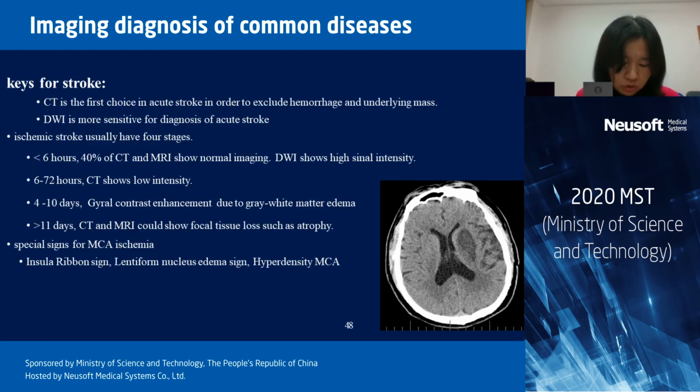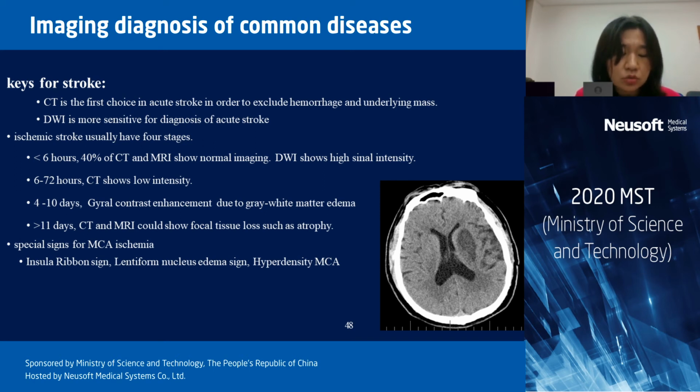Keys for stroke. CT is the first choice in acute stroke in order to exclude hemorrhage and underlying mass. DWI is most sensitive for diagnosis of acute stroke. Ischemic stroke usually has 4 stages. If time is less than 6 hours, called superacute stage, 40% of CT and MRI showed normal imaging. However, DWI shows high signal intensity lesions.